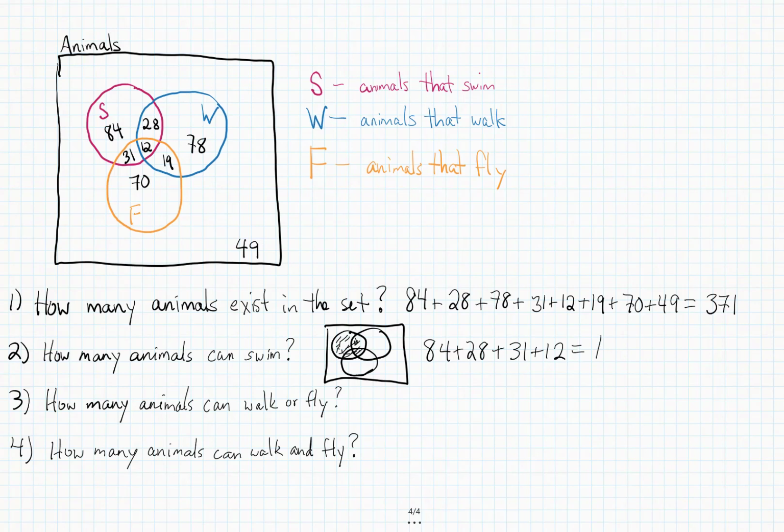And so now moving forward, let's get to some more complicated questions. So how many animals can walk or fly? In this case, we have two circles together. So walk or fly. We can do the walk circle, and then we can do the fly circle, and we'll shade those in. So we're going to pull numbers from all of those. Well, one way we can look at this is we can add them all up. So we can do the 28 plus 78 plus 19 plus 12 plus 31 plus 70. And notice we get 238 at the end of the day.